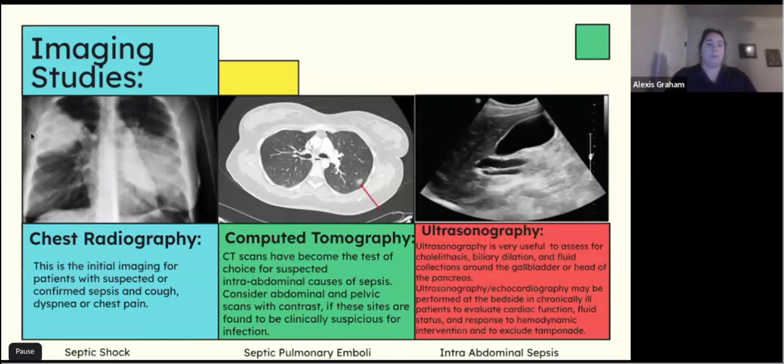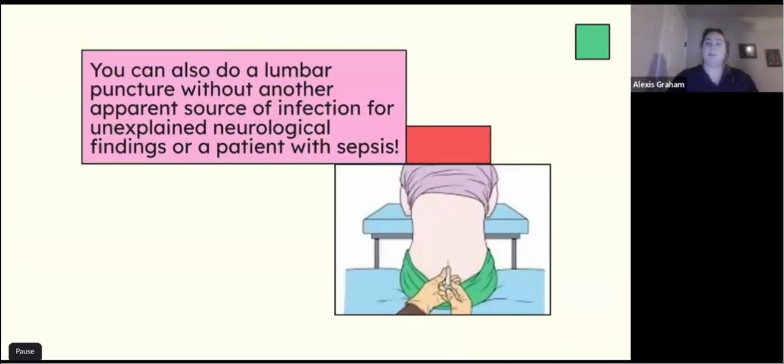And so in these photos, this one is a patient with septic shock. The CT scan shows a septic pulmonary emboli right here, and then intra-abdominal sepsis is shown in this ultrasound right here. You can also do a lumbar puncture without any other apparent source of infection for unexplained neurological findings in a patient with sepsis.